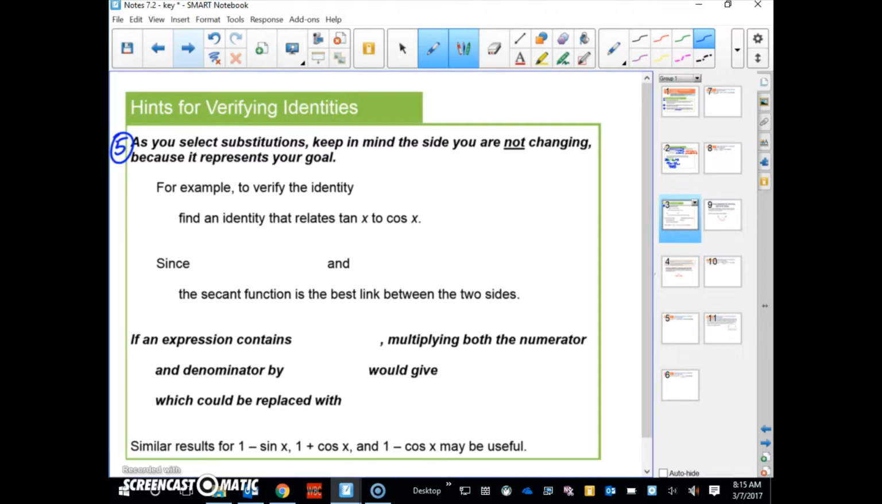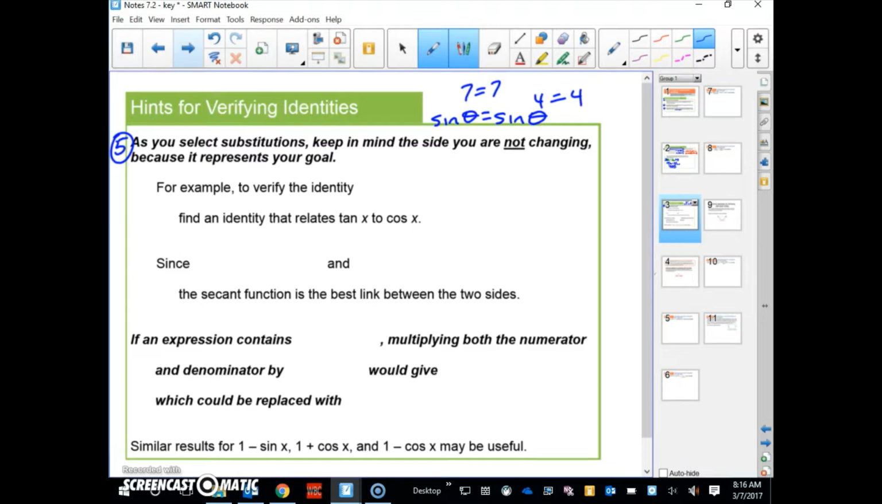Think about how we verify a solution in algebra class. You end up with a true statement like 7 equals 7 or 4 equals 4. And when we ended up with a statement like that, we knew that it was a solution. This time it's going to end up with something like sine theta equals sine theta. We're looking for this true statement so we will know it's an identity.